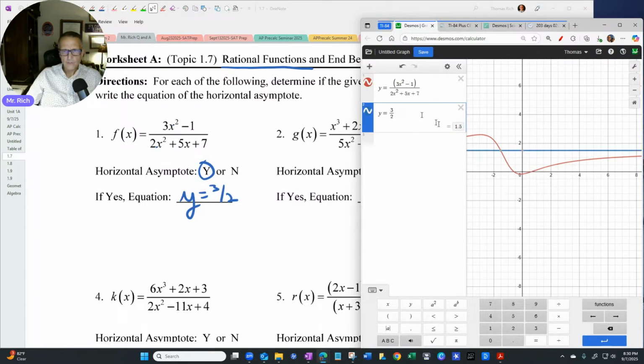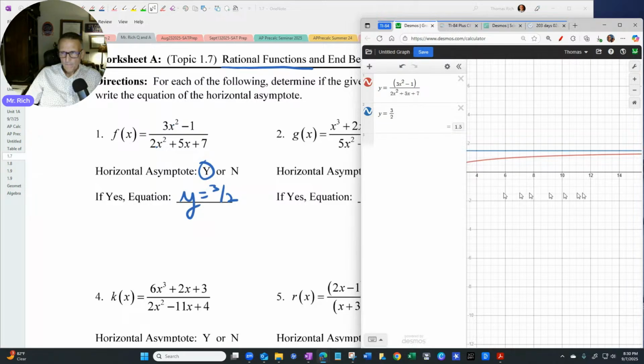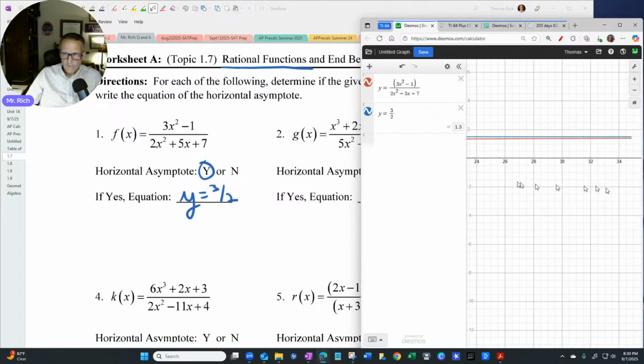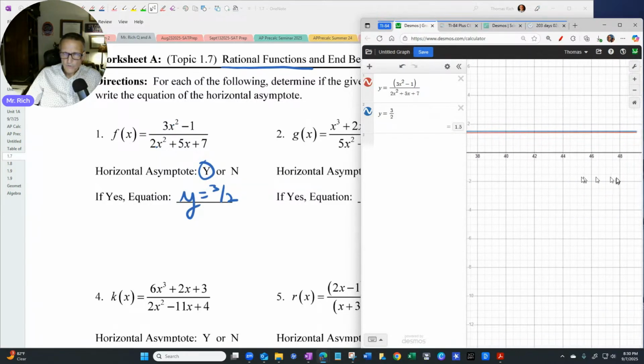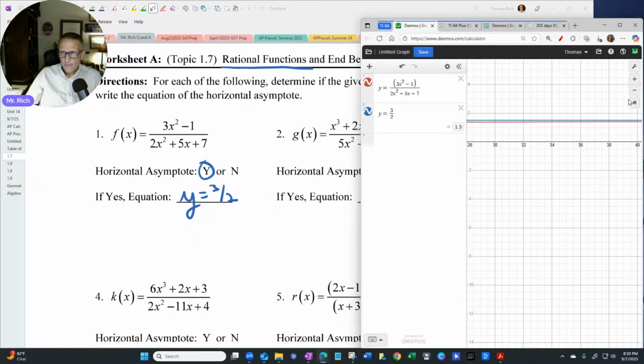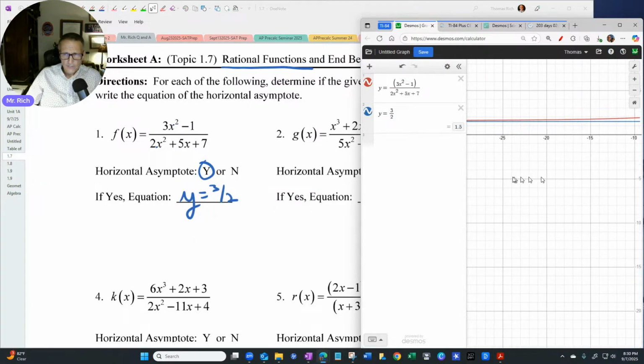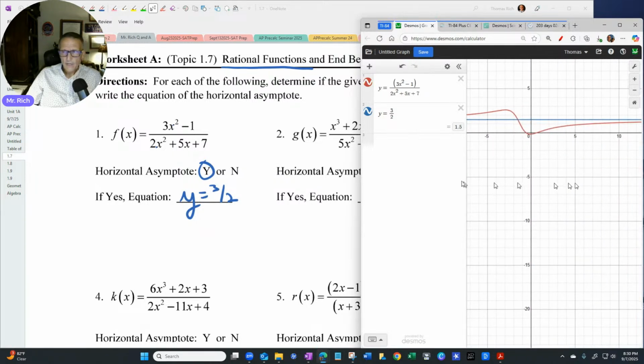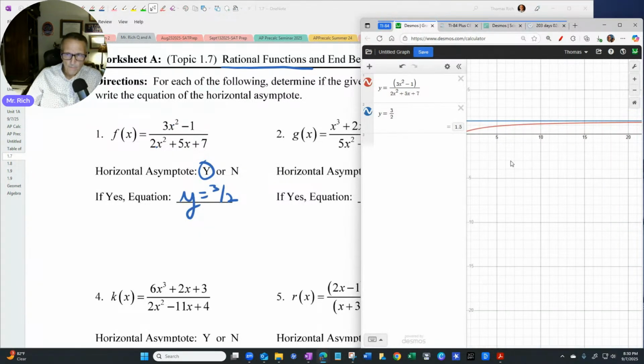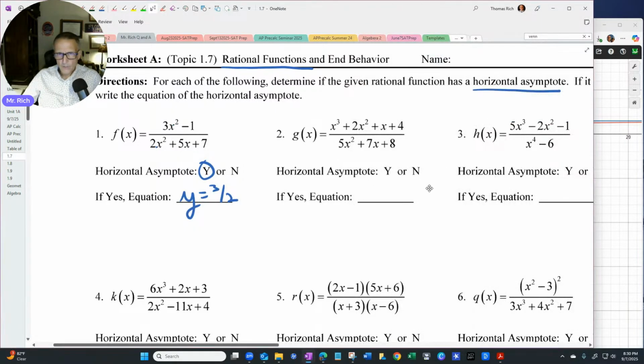equals 3/2 right there. Now, that line is not part of the function, but you can see that's the line that the function's getting closer and closer to the further out to the right and the further out to the left that you go. And you can see the difference on the left is the function's coming into that line on top of the line, and it does the opposite, coming in from the bottom underneath, getting close to that line y equals 3/2.